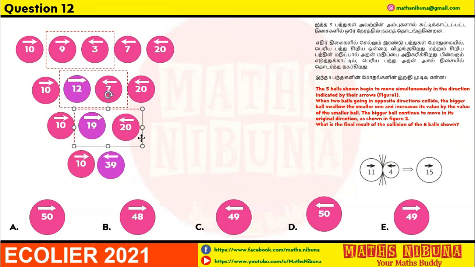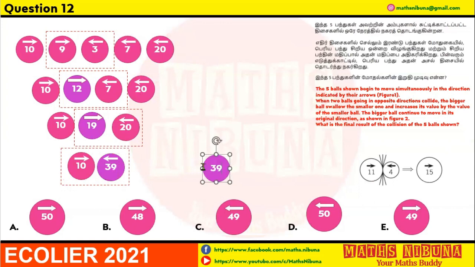And the last one, there is no other thing. There are no other balls. Only these two balls are moving. So 39 and 10 will collide. 39 will swallow 10. So it becomes 39 plus 10, which is 49. And then 49 will follow which route? It will follow 39, the biggest one, to the left. So this will be the final answer. So the answer for question 12 is C, 49, which is moving to the left.